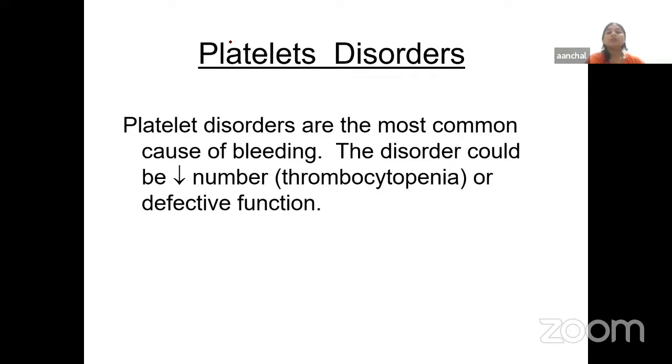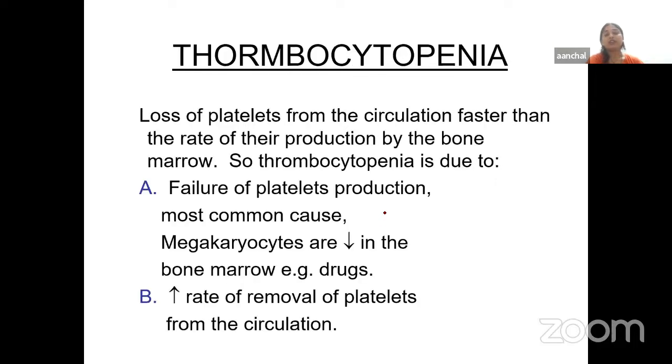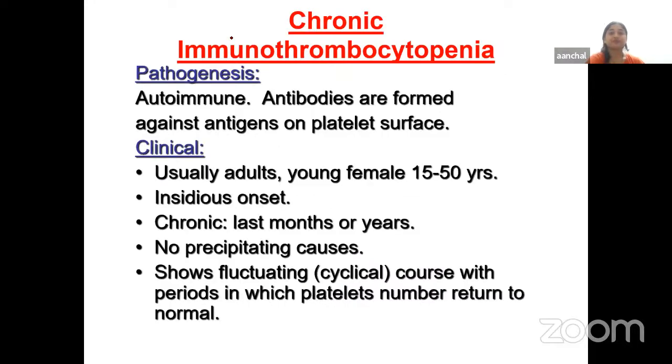Now we're going to discuss platelet disorder. Platelet disorder is the most common cause of bleeding, and the disorder could be a decrease in number, known as thrombocytopenia, or defective function. Thrombocytopenia means loss of platelets from the circulation faster than the rate of their production by the bone marrow. Thrombocytopenia is due to, first, failure of platelet production, the most common cause, when megakaryocytes are decreased in the bone marrow due to the presence of several drugs inside the body. Second, the rate of removal of platelets from the circulation is increased.